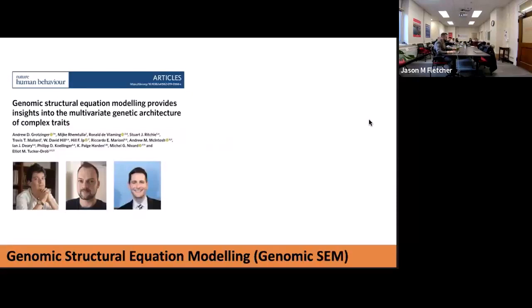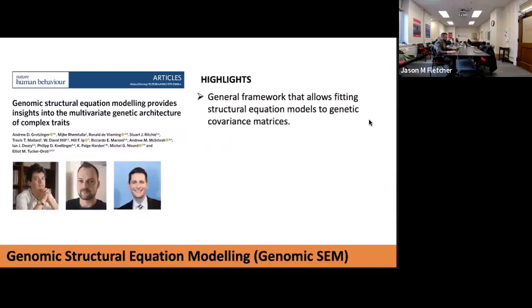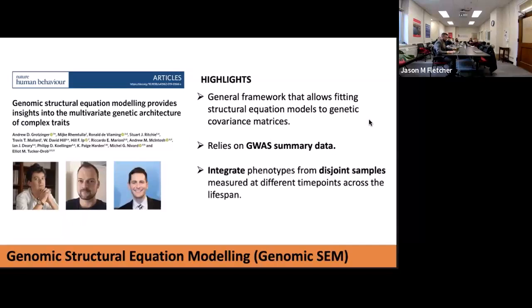my colleagues Andrew Grotzinger and Michel Nivard, and my mentor at the University of Texas at Austin, Elliot Tucker-Drob, to develop genomic structural equation modeling, which is a very general framework that allows fitting structural equation models to genetic covariance matrices using GWAS summary statistics. These structural equation models represent different genetic architectures for constellations of traits at a genetic level, and they're very useful to identify mechanistic insights underlying the genetic covariance structure among constellations of traits.